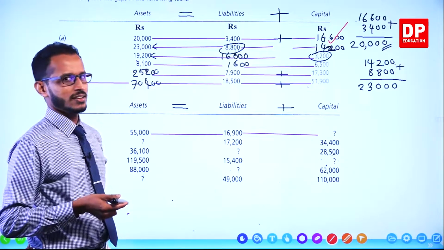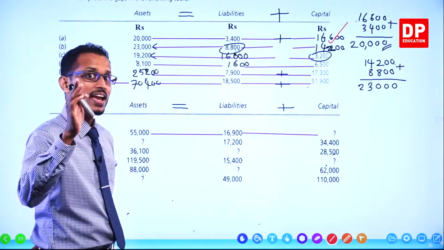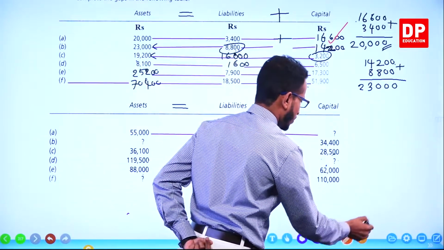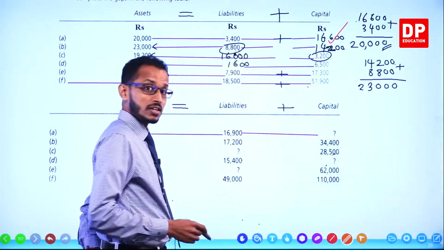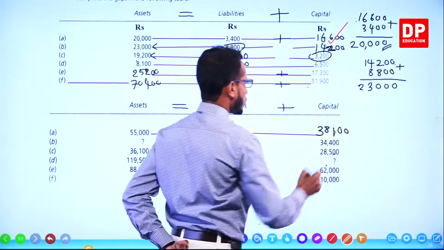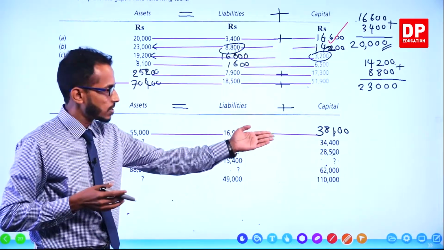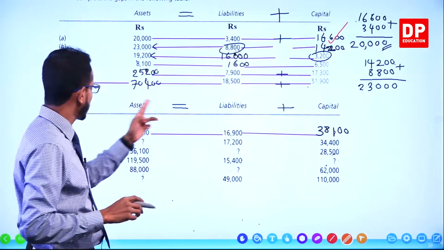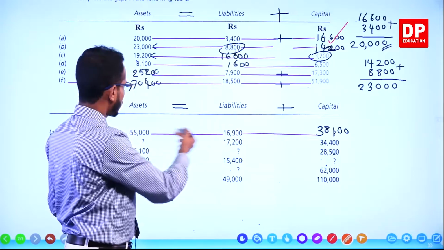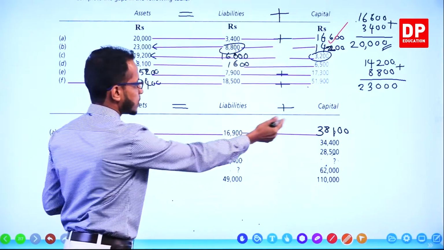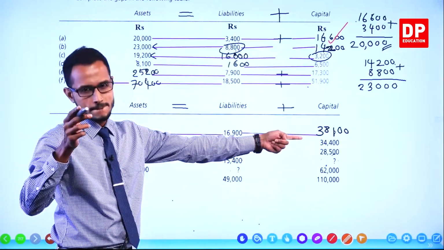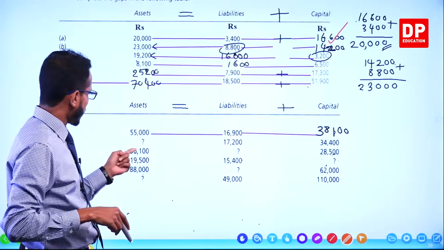How much did you get? 38,100. Right, that is my calculation. I don't know whether you have got the correct answer. I got 38,100. Did you get that? 55,000 assets. Only 16,900 out of that is liabilities. The remainder is 38,100. Correct, right?